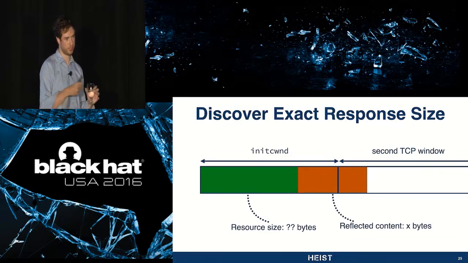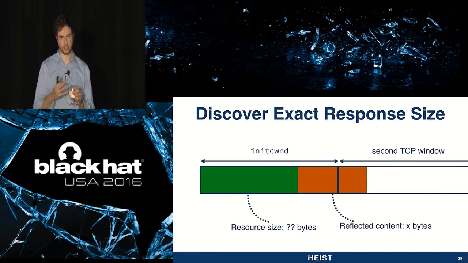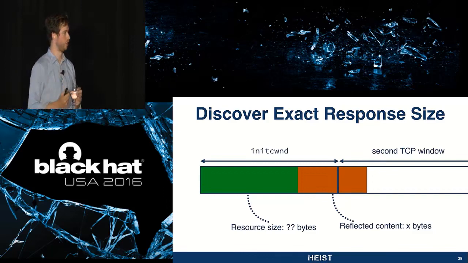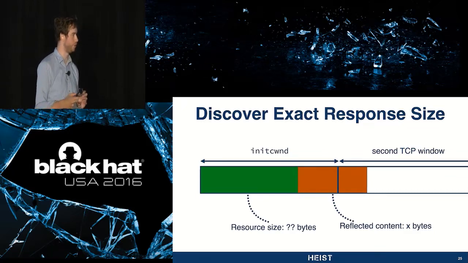So reflected content basically means that content of the request, so the attacker sends out the request so he can determine what content gets sent in this request, and this content is echoed back in the response. And using this technique, he will try to determine the size of the actual resource size, which at this point is unknown to him. So in the graph, it's the green part that he will try to determine.